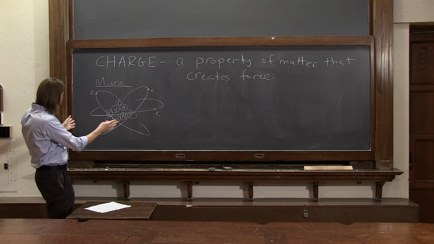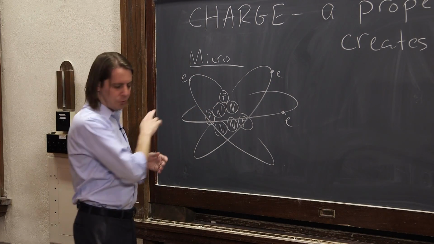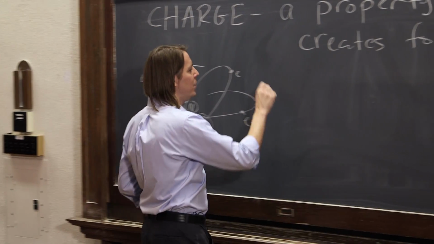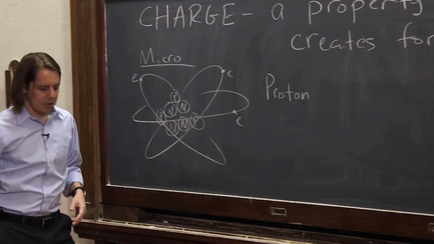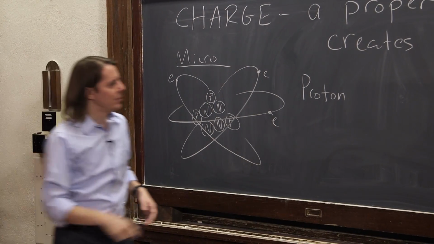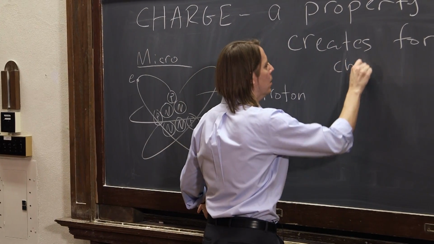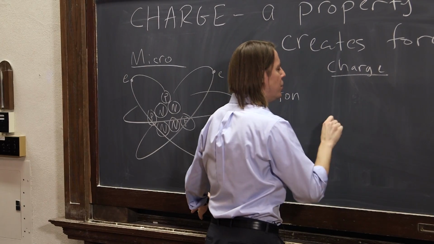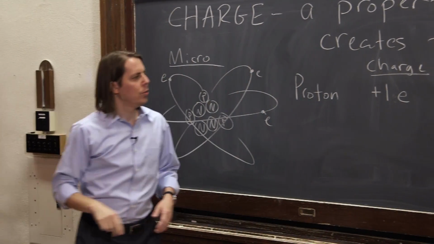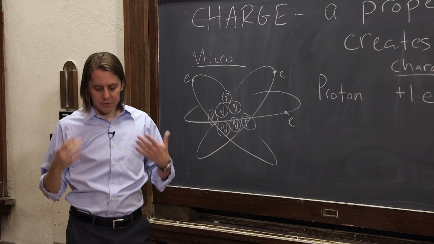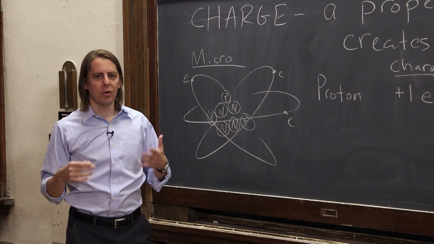So let's think about what's in this atom. It has protons, neutrons, and electrons. Let's look at them one at a time. The proton is the particle sitting here in the nucleus labeled P. Let's see, what charge do they have? The charge of a proton is plus 1 e, where e is the unit of charge. e is called the elementary charge unit.